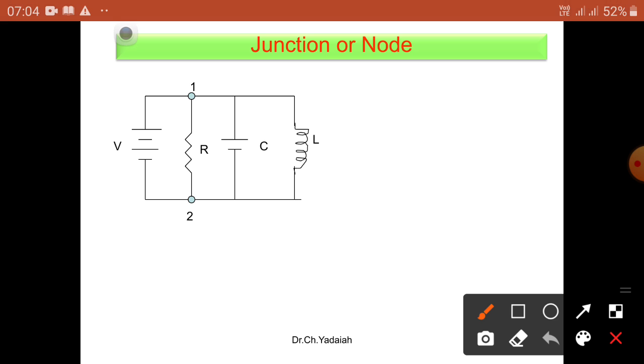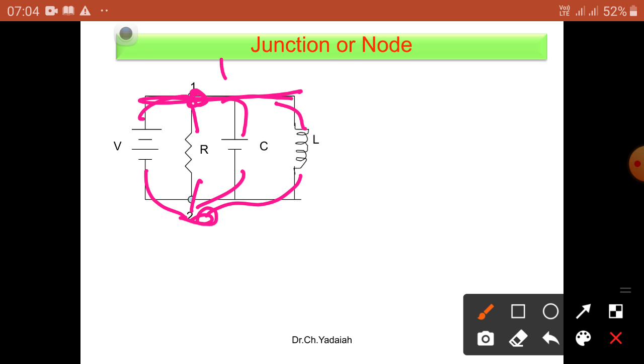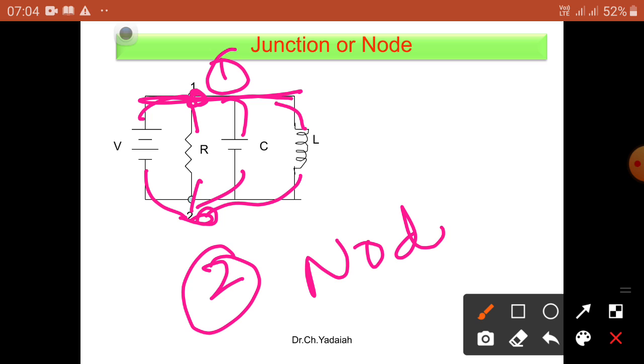You can see here, this terminal is connected here, this terminal is connected here, this terminal is connected here. So here is a common point, and the remaining second terminals are connected here as well. Now this common point is known as 1, and this common point is 2. So 1 and 2 are known as the nodes in electrical engineering also.